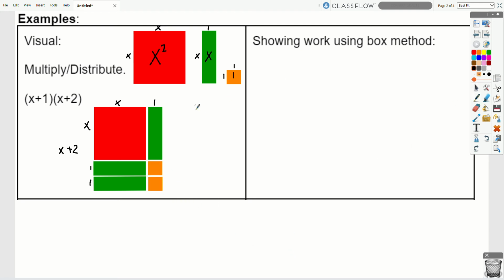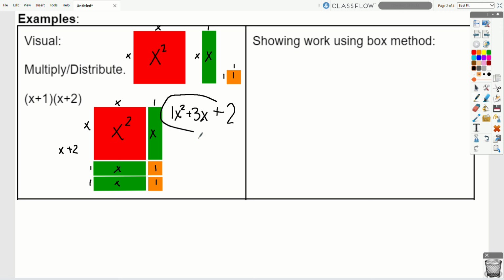And so how does that actually give us our answer? Well, we have to count up all the pieces. This was the x squared. So we have 1x squared. Here we have this piece right here is an x. This is also an x. This is also an x. We have plus 1, 2, 3 x's. And then remember the orange piece is a regular 1, so that's plus 2.